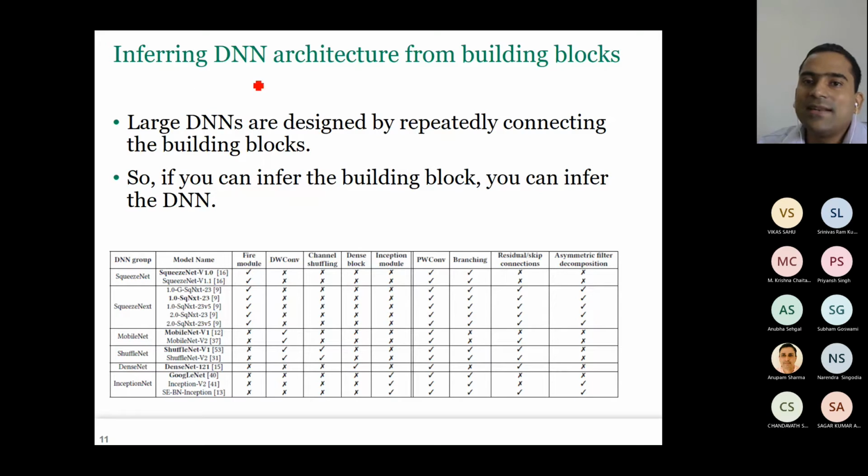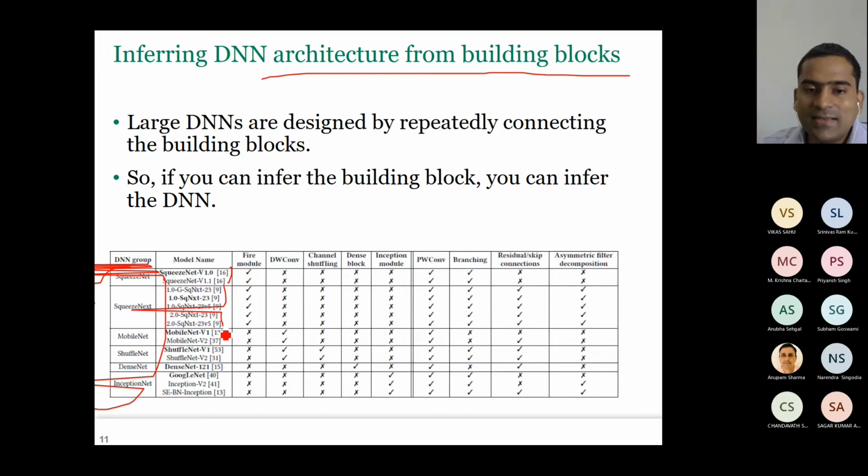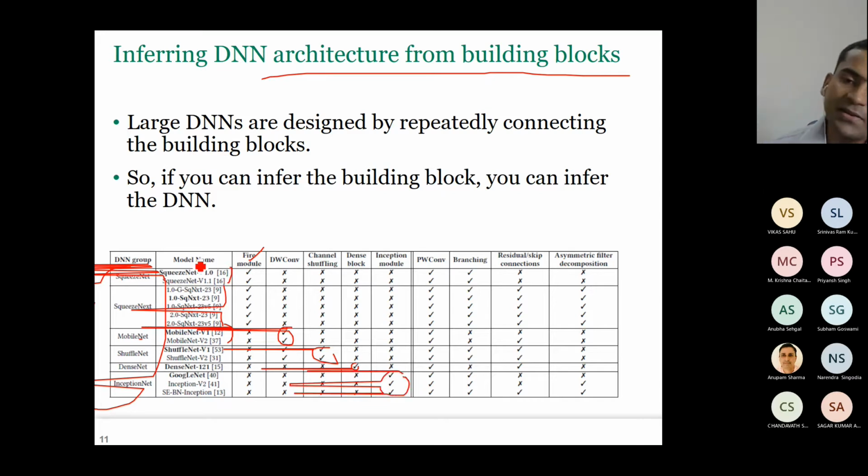Okay, now inferring DNN architecture from building blocks. These are different compact neural networks, and these are the names. For example, SqueezeNet has 2 variants, SqueezeNext has 5 variants, MobileNet has 2 variants. They have different modules: SqueezeNet has the Fire module, MobileNet has depth-wise convolution, ShuffleNet has channel shuffling, DenseNet has dense block, InceptionNet has inception module. We already know this from their architecture.